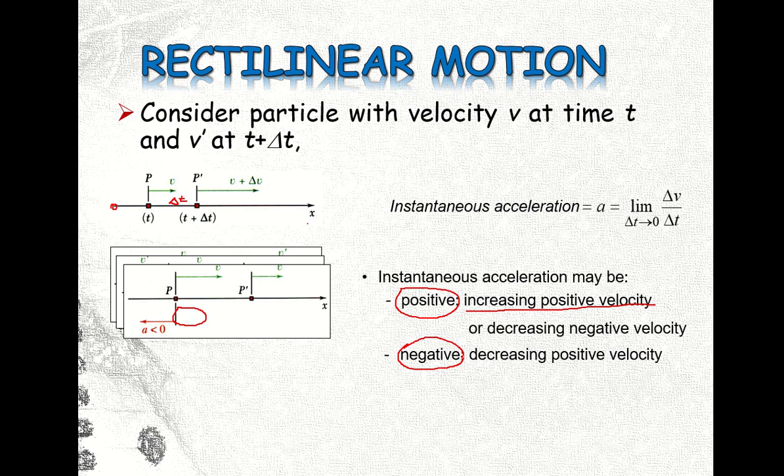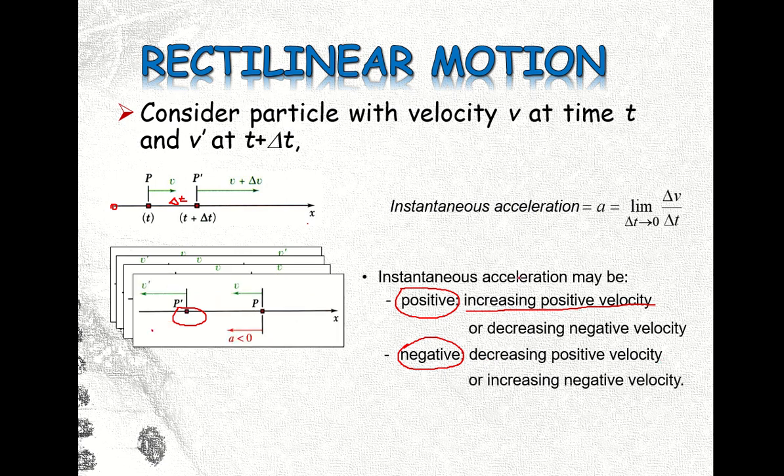So negative instantaneous acceleration, decreasing velocity. And the last scenario is something like this. Still our acceleration is negative, so going to the left, and our velocity is also going to the left. Initially our velocity is shorter, the arrow is shorter, which means slower, and here we have the longer v, v prime, we call it v prime. So we can say that negative instantaneous acceleration means increasing negative velocity.